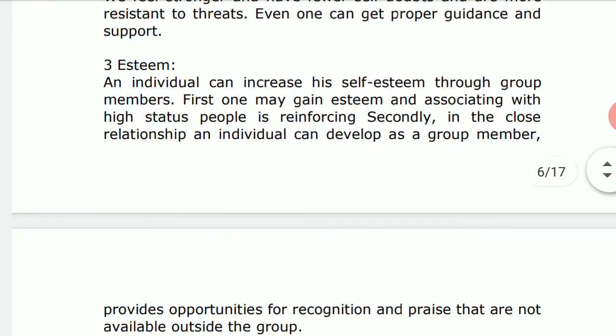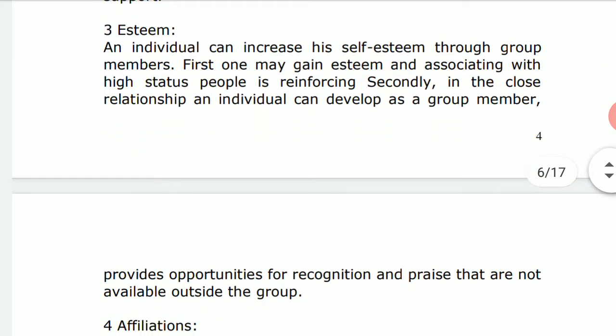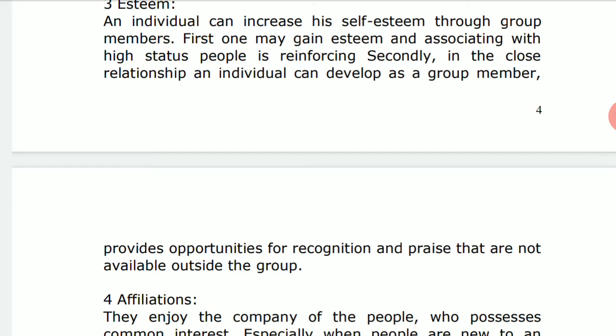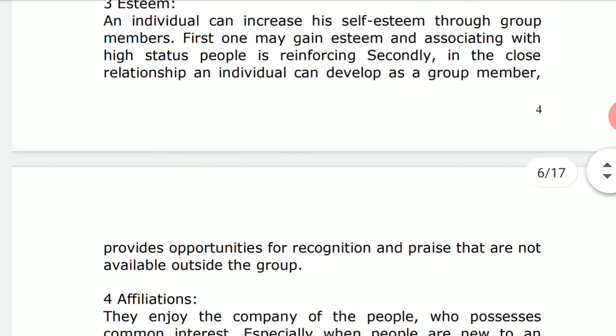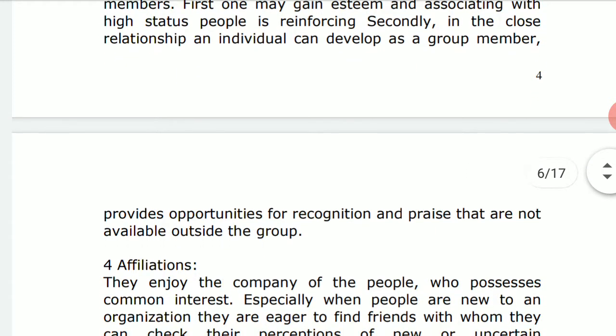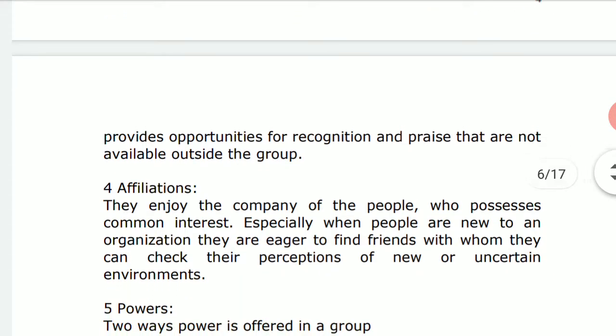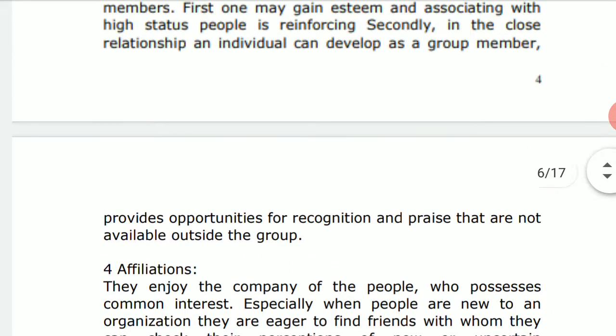Esteem. An individual can increase his self-esteem through group members. First, one may gain the esteem and associating with the high status people is reinforcing. Secondly, in the close relationship, an individual can develop as a group member, which provides the opportunity for the recognition and praise that are not available outside the group.